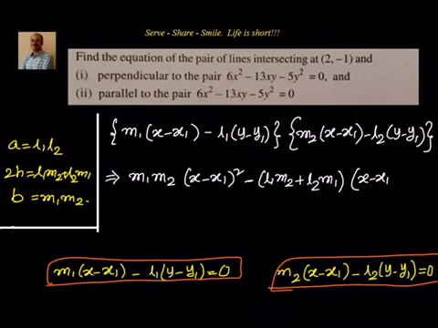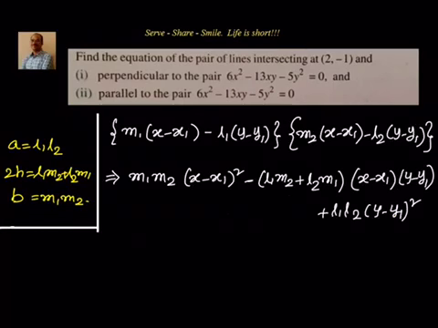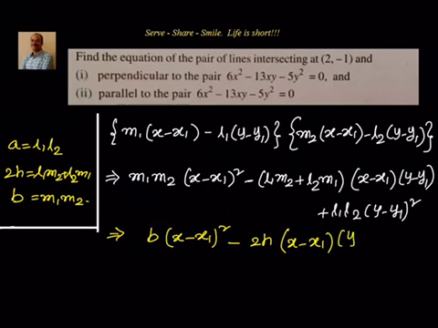into x minus x1 into y minus y1, and the last step we have is plus L1 L2 into y minus y1 whole square. So this is nothing but equal to, we go back and compare, M1 M2 is b, so I can write b into x minus x1 whole square minus 2h, because L1 M2 plus L2 M1 is 2h, into x minus x1 into y minus y1 plus L1 L2 is a, so I can say a into y minus y1 whole square is equal to 0.